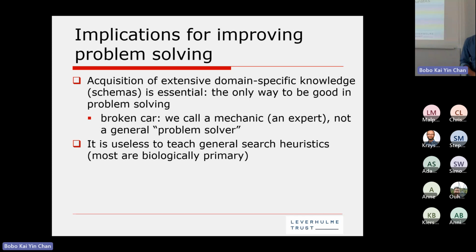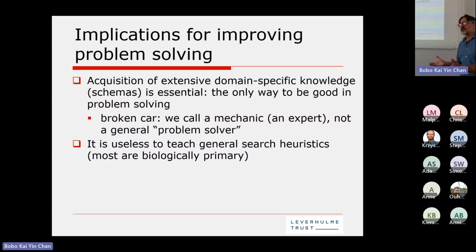So teaching those general heuristics like trial and error or means-ends analysis or any other general heuristics is pretty much a useless exercise and a waste of time. Firstly, because they are not really efficient in problem solving, but also for other reasons, because most of them are actually biologically primary in nature. And we know from the previous discussion that biologically primary knowledge or skills is something that does not really need to be taught intentionally. People acquire them by being involved in some environment, as with any biologically primary knowledge.